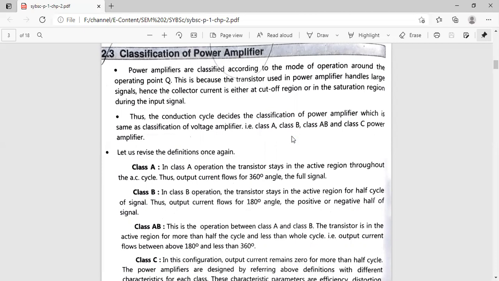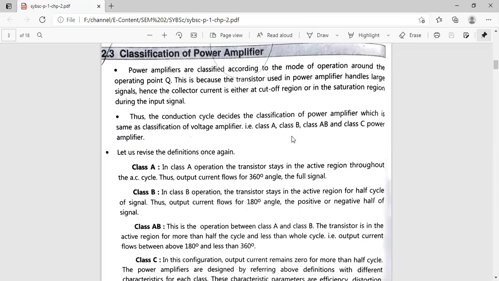Thus, the output current flows for a 180-degree angle, so positive or negative half of the signal. In case of class B amplifier, if you are applying a sine wave at input, your transistor is going to remain on for only one half cycle, either positive or negative. For the remaining half cycle, it is not going to conduct. That is why your output will be 180 degrees.